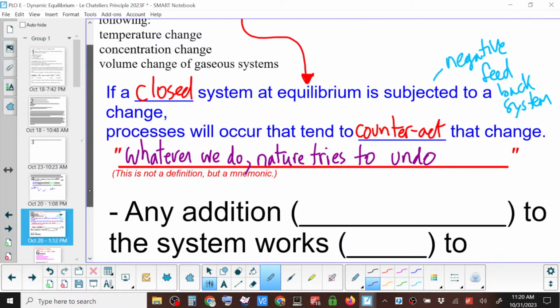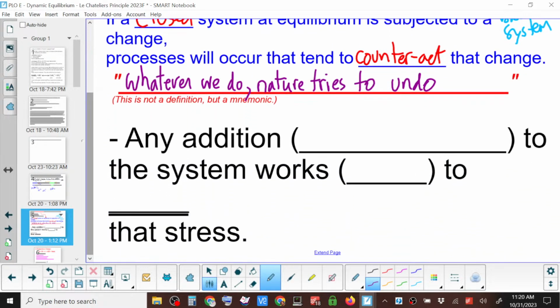And so when scientists are talking about climate change and they're talking about this might happen, that might happen, oftentimes there's an equilibrium going on that's been existing for a very long time, and they're worried that that particular one is going to collapse. An addition is defined as a stress to the system.